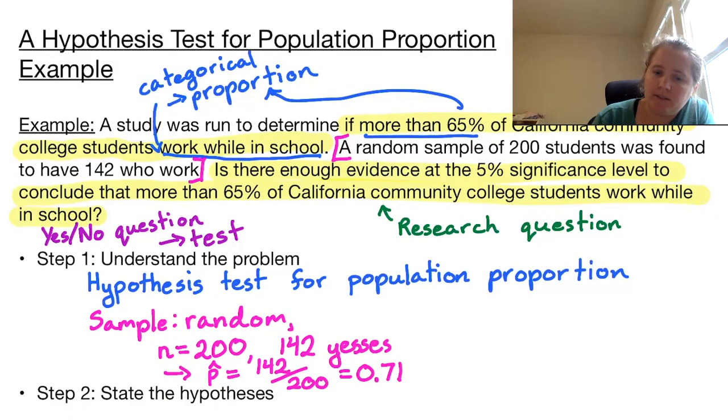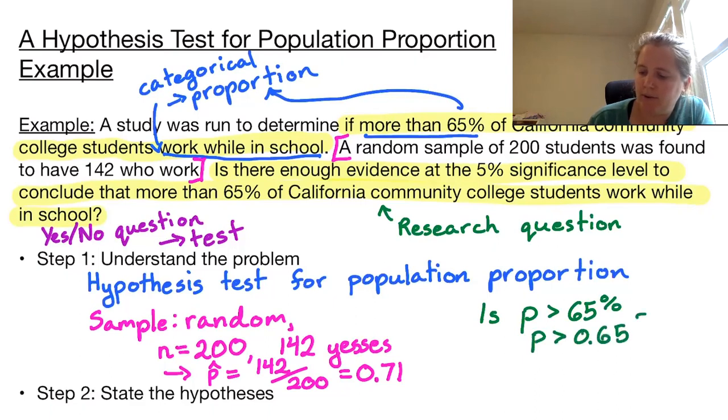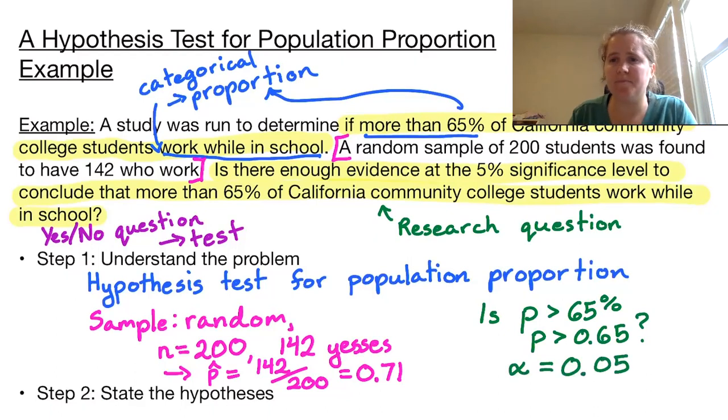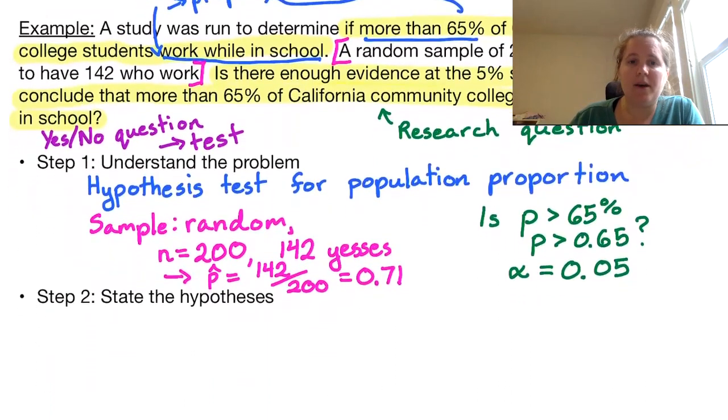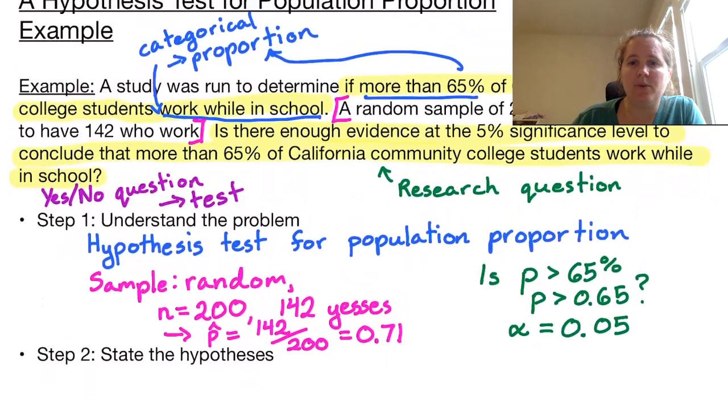And then our research question indicates that we are asking, is the population proportion P greater than 65%? Or in other words, is P greater than 0.65? And then we have our significance level of 0.05 or 5%. So from here, we want to state our hypotheses. I'm going to write them in both words and symbols.